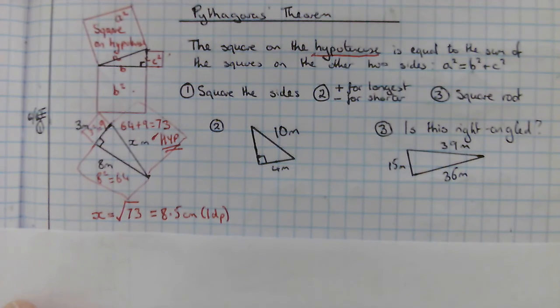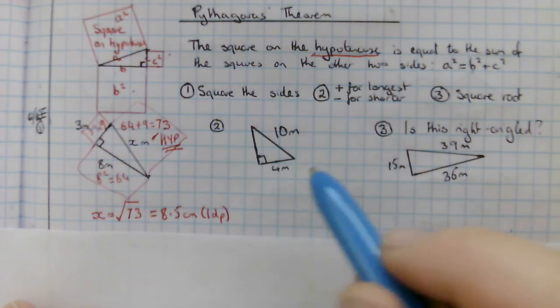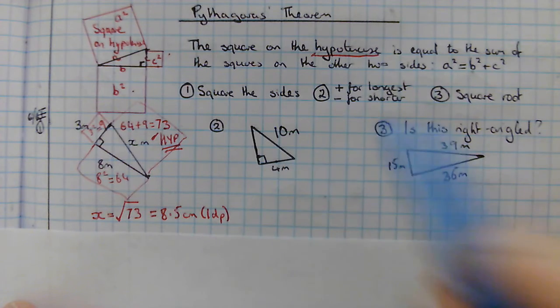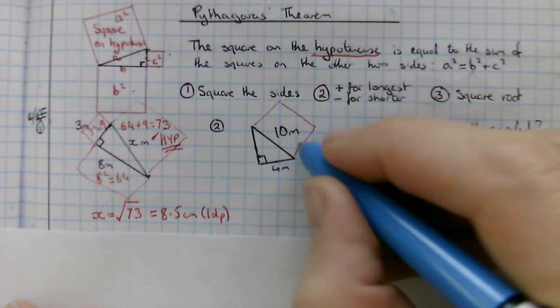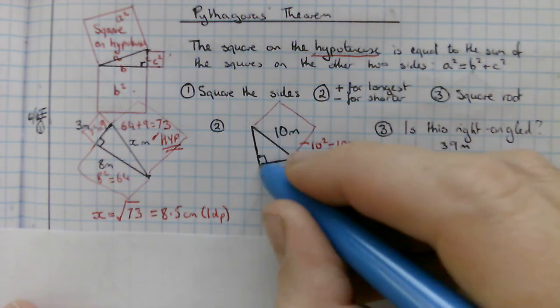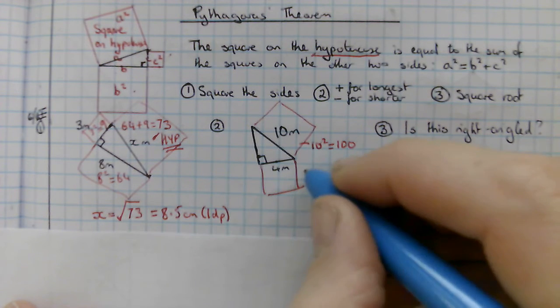Okay, let's have a look at the next one. So here, I'm trying to find this side here. I should be able to see that this is one of the shorter sides, that 10 is my longest side. So it's going to be a subtraction problem. So let's square the sides. 10 squared equals 100. 10 times 10. 4 squared equals 16.